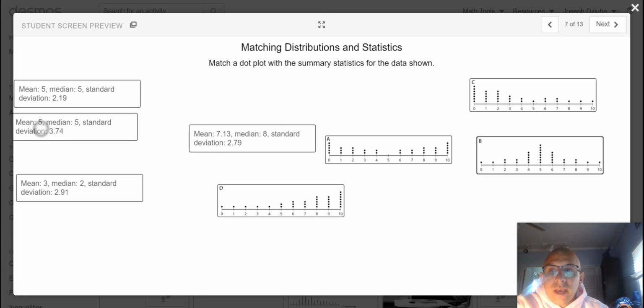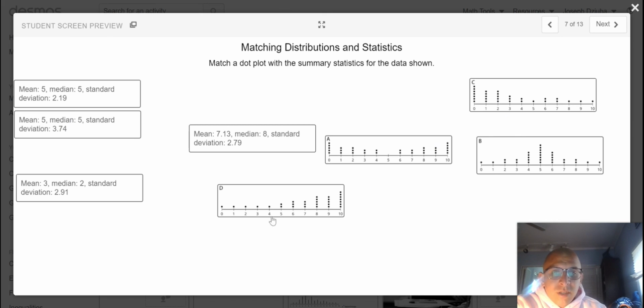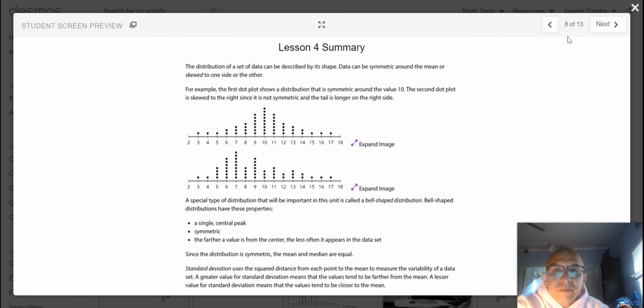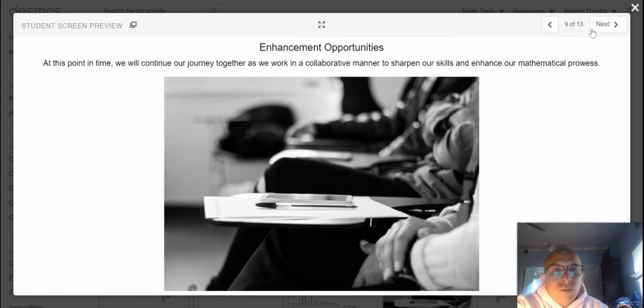You should notice that we have similar means and medians here, so the standard deviation will determine which dot plot distribution they coincide with. The other 2 have completely different means and medians, so that should be a little bit more intuitive. And that is where we will pause.